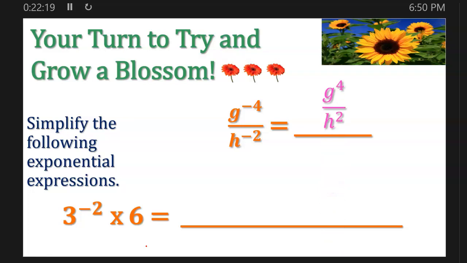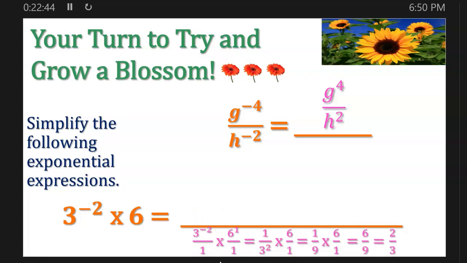All right, so our first answer is g to the positive 4 over h to the positive 2. Again, when you have an exponent in the numerator, move it to the denominator. When you have an exponent in the denominator, move it to the numerator to get rid of those negatives. When you move an exponent, the base goes with it, by the way, because some people ask me that question sometimes.